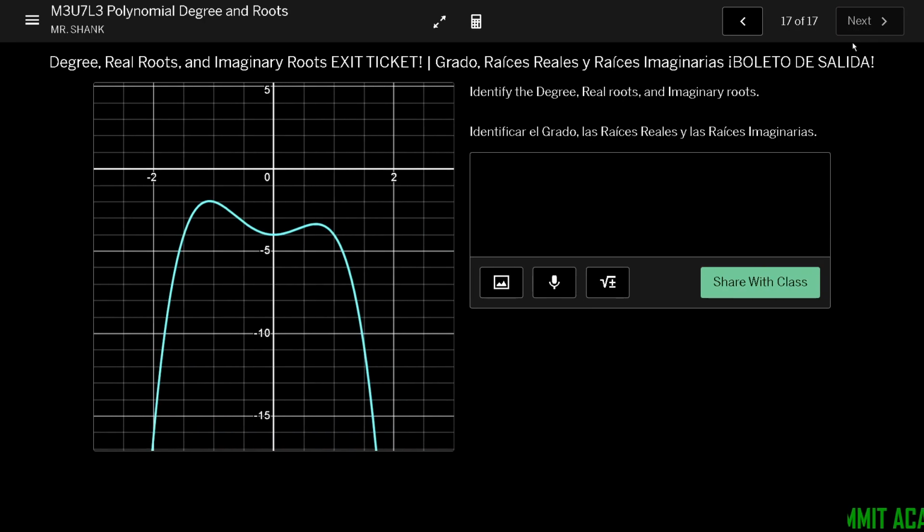Okay, last part here. It says, here's next ticket. It says identify the degree, the real roots, and the imaginary roots. So try this one out.